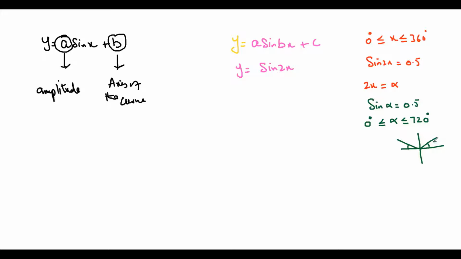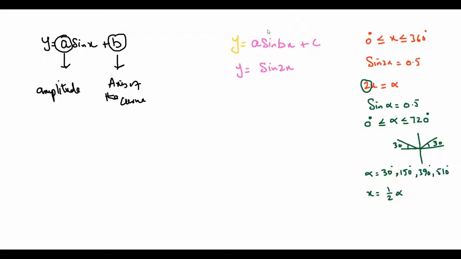I remember, like this is going to be 30 here and this is going to be 30 here. Now this alpha is going to be 30, 150. We'll go up to 720 now, so this is going to be 390 and this is 510. So we're getting 4 values of alpha because the revolution has been doubled because of this 2x over here. Now when we find the values of x, x would be half alpha.